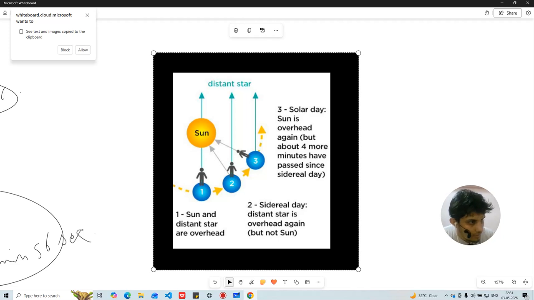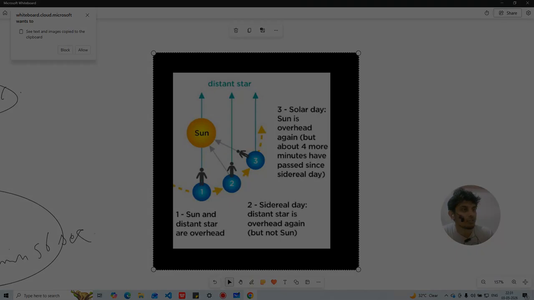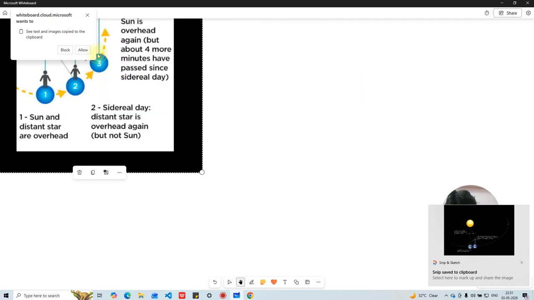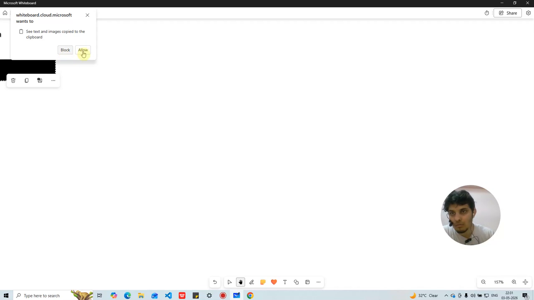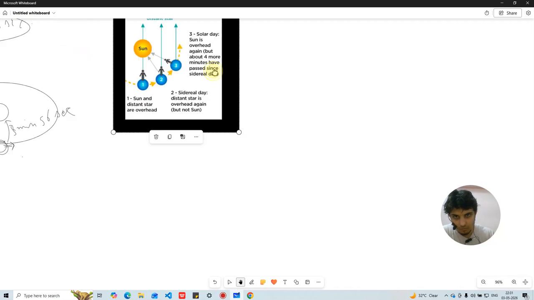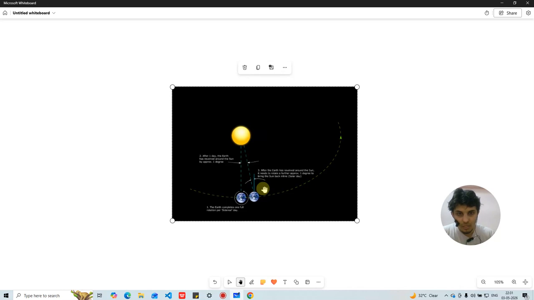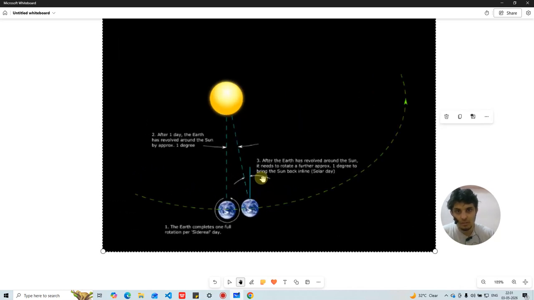See, the best of the best diagram I'm going to show you guys now. The best of the best. Clipboard, obviously allow. Okay, so let's zoom it in.